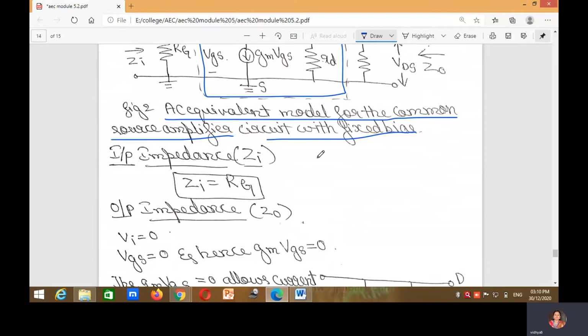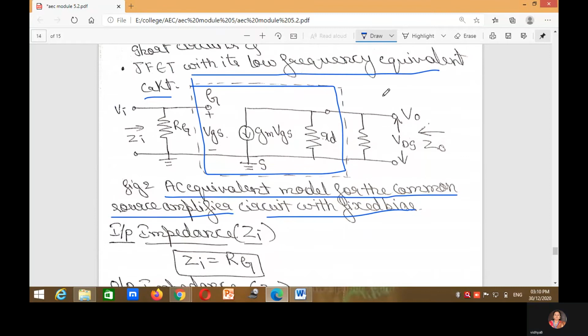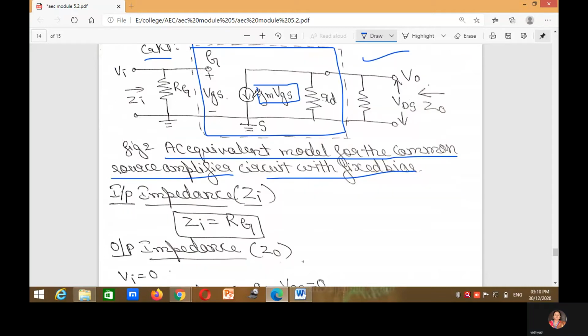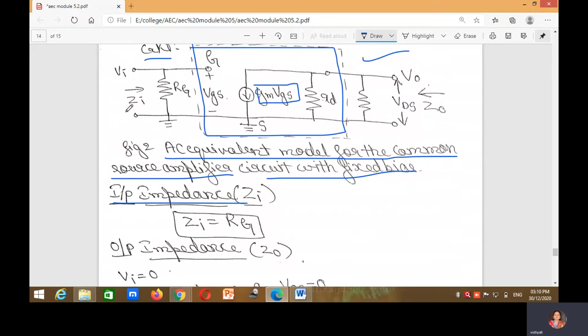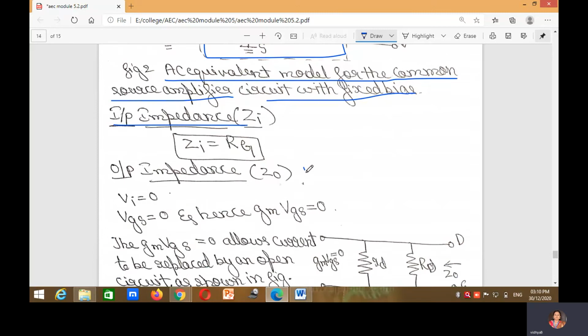Input impedance. For the common source configuration, in the third module we have read about transconductance, Gm and VGS, where you get Gm into VGS. Input impedance, Zi, you will get from the figure. We can say that Zi is equal to RG, the gate resistance.